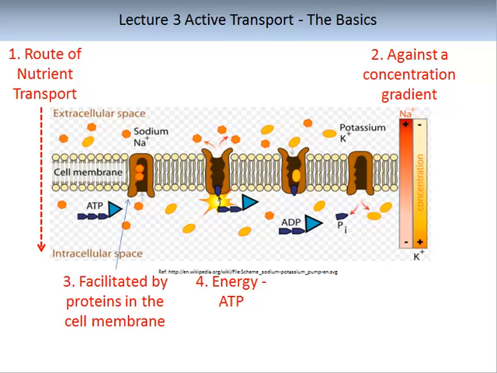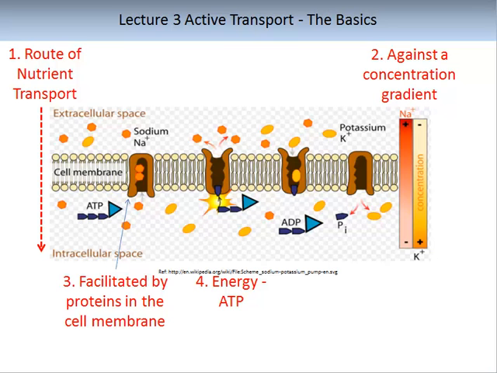So the route of nutrient transport starts in the extracellular space. It is moved through the cell membrane into the intracellular space. As the name suggests, active means that it needs additional energy. The transport route is best used because of the high energy input when there is a concentration gradient. Concentration gradients can be measured by the amount of sodium and potassium in both the extracellular and intracellular spaces and how they move around.